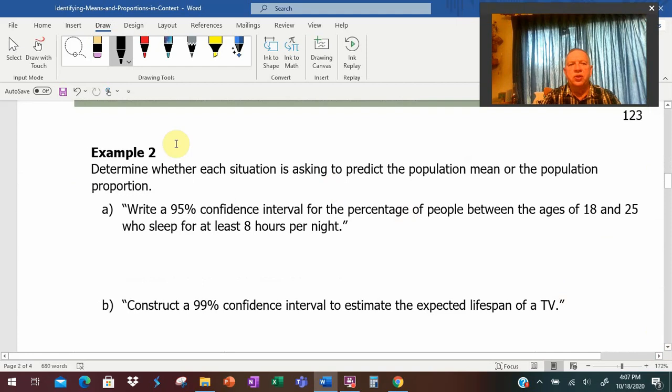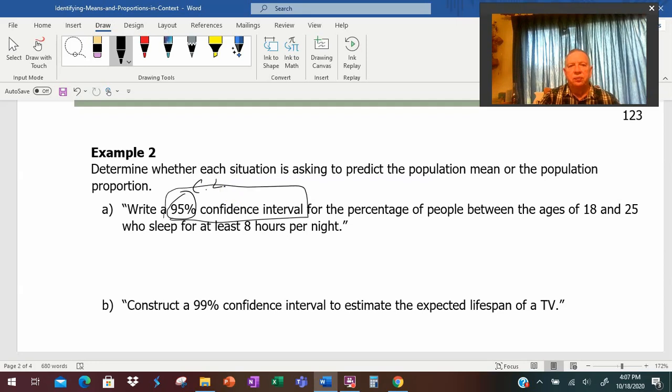So let's go a few more. Determine whether each situation is asking to predict the population mean or the population proportion. Write a 95% confidence interval. This is just the confidence level. Okay. So this goes with the confidence interval.